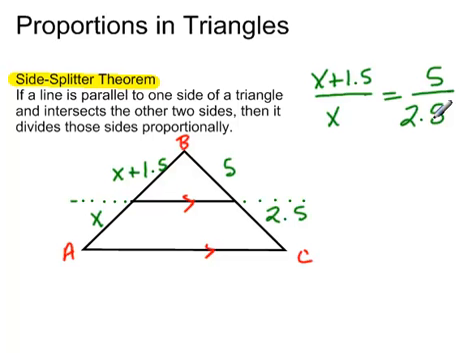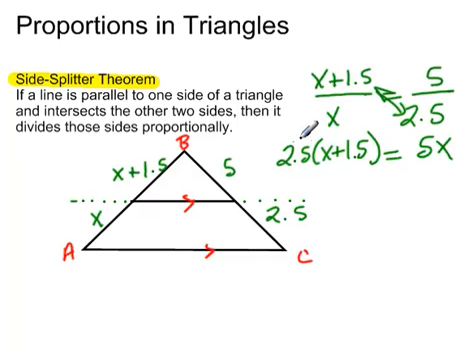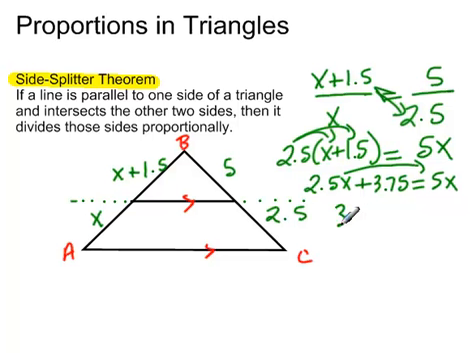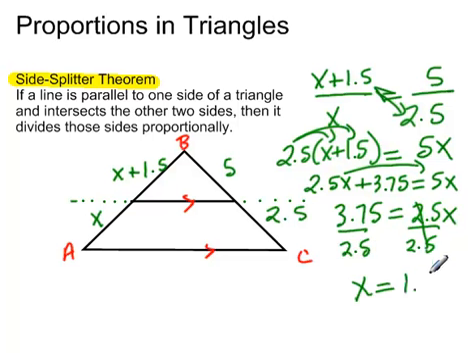Go through our cross products. Set it up. So by setting it up, we would have 2.5 times x plus 1.5, simply these products here, is equal to 5x. Solving by the distributive property, we have 2.5x plus 3.75. Plugging that into the calculator. Equals 5x. Continue to solve. Hey, we have an x here and an x here. Move across by subtracting. So 3.75 equals 2.5x. So we would then divide the 3.75 by 2.5. Cancels. x is equal to 1.5.